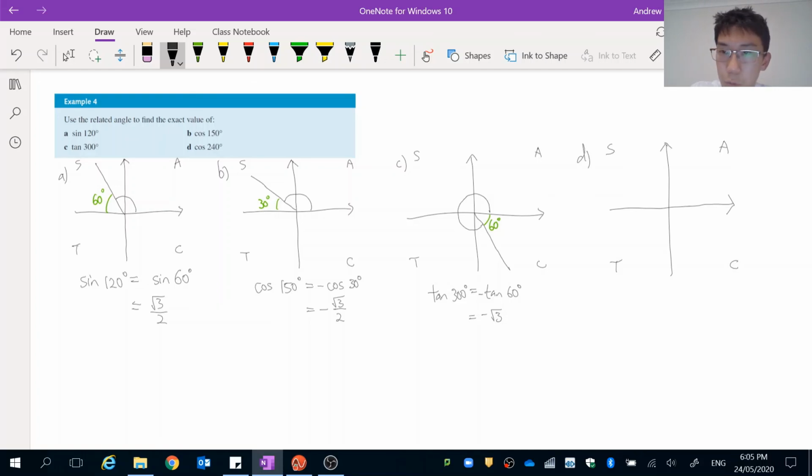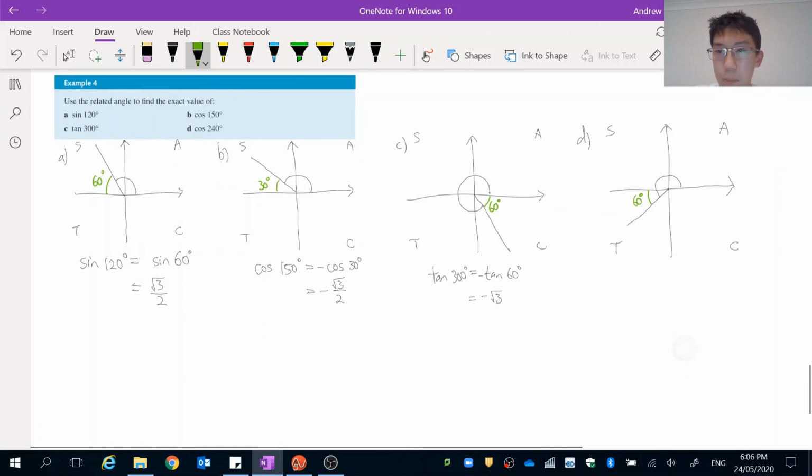Okay, and then cos 240, let's locate that. 240 is in here. The acute angle it makes here, the related angle, is 60 degrees, because 180 plus 60 is 240. So cos 240 is going to have the same value as cos 60, but it's in the T quadrant, so it'll be negative. Cos 60 is half, so the answer is going to be negative half.